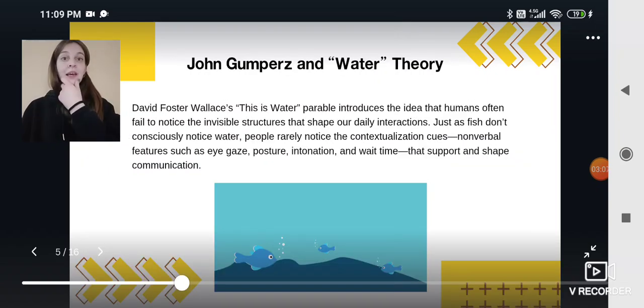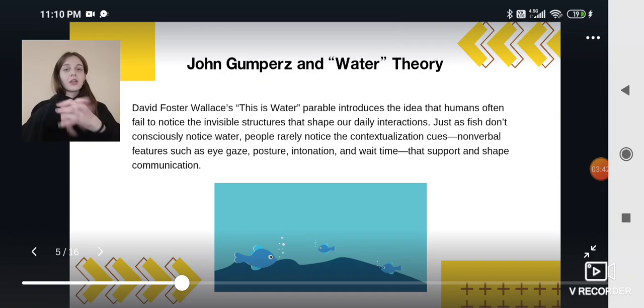So, as our second topic, we have John Gumperz and his water theory. What is this water theory? David Foster Wallace's This Is Water proverb introduces the idea that humans often fail to notice the invisible structures that shape our daily interactions. Just as fish don't consciously notice water, people rarely notice contextualization cues like nonverbal features such as eye gaze, posture, intonation, and wait time, which support and shape communication.